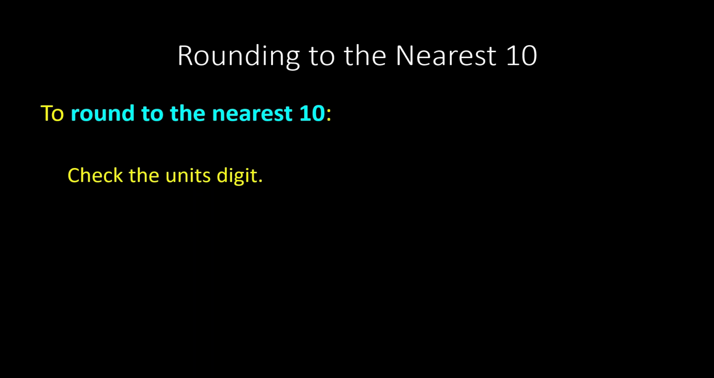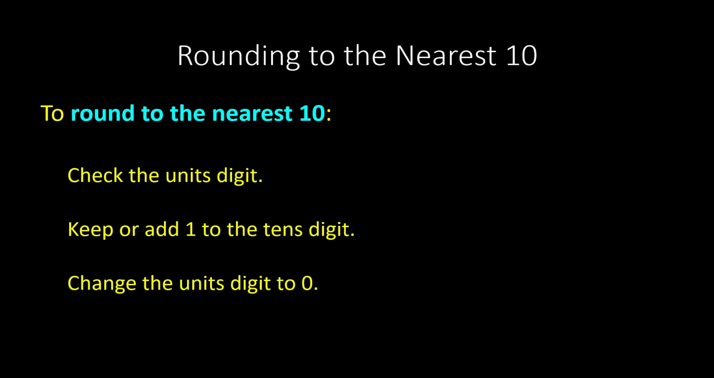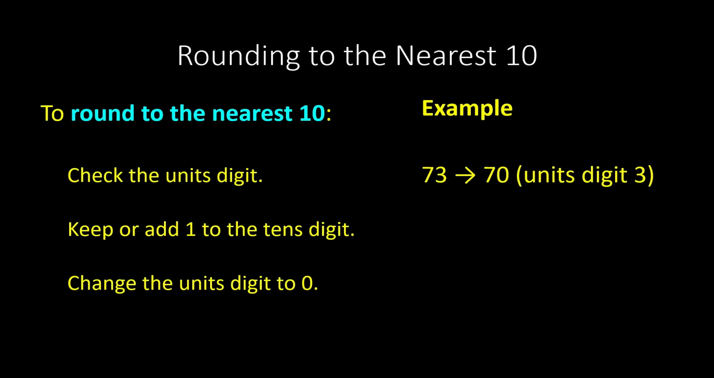To round to the nearest 10, we focus on the tens and ones places. We check the units digit to decide whether the tens digit stays the same or increases by 1. The units digit becomes 0. Let's take a look at some examples. 73 is rounded to 70 to the nearest 10. 78 is rounded to 80 to the nearest 10. Let's look at these examples in more detail in the next few slides.